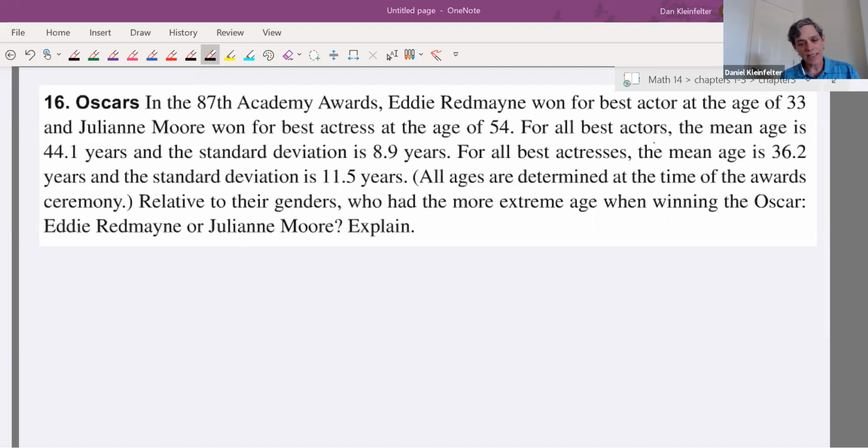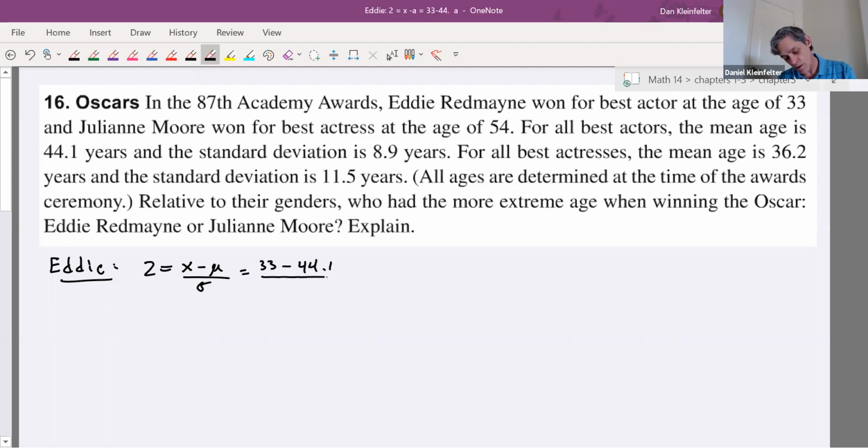So we want to calculate z-scores for both people. We'll go with Eddie first because he's the first one mentioned in the problem. So z is x minus mu over sigma. His age was 33. For all Best Actors, the mean is 44.1, and the standard deviation is 8.9 years.